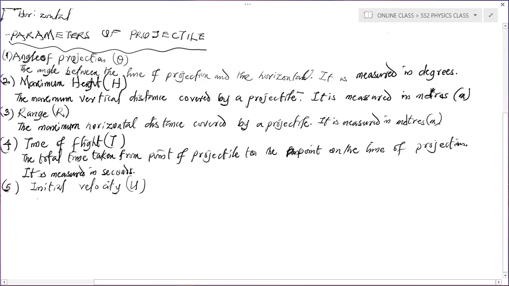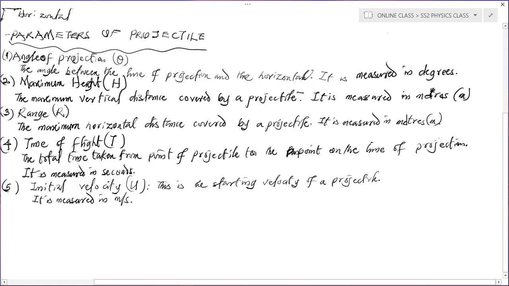We all know what velocity is. I don't need to be defining that. But it is measured in what? It is measured in meter per second. But if you want a definition of this, let me just give you something. This is the starting velocity of a projectile. That's all about that.